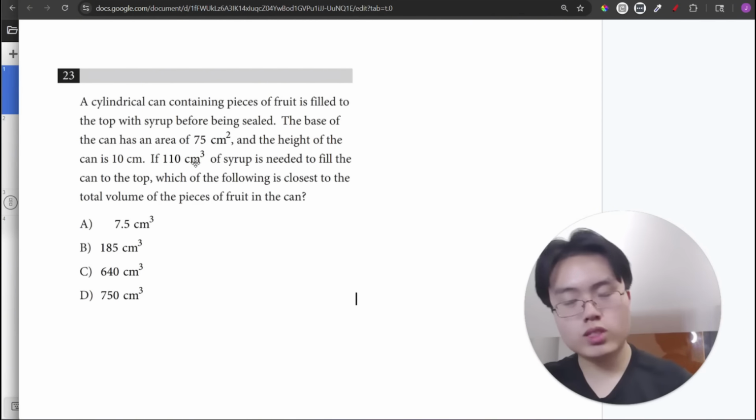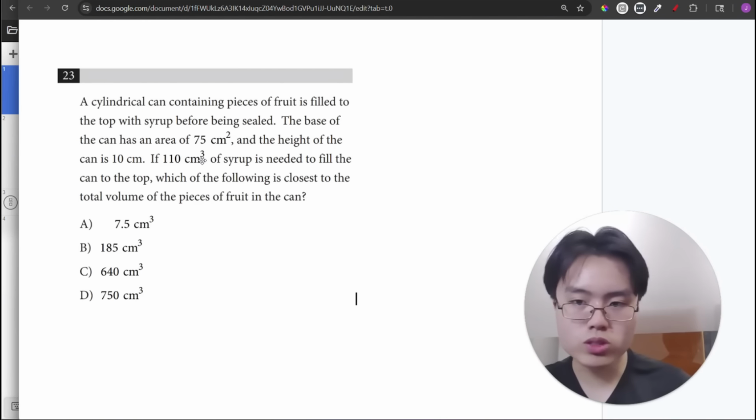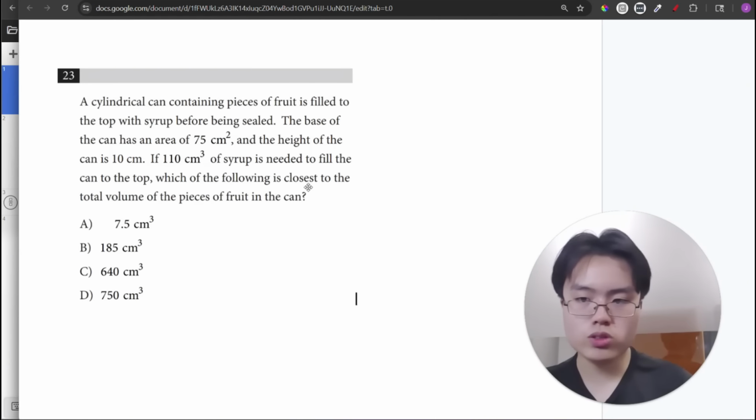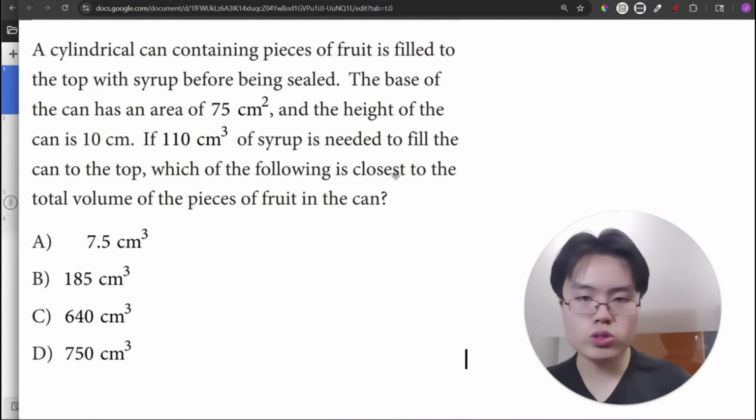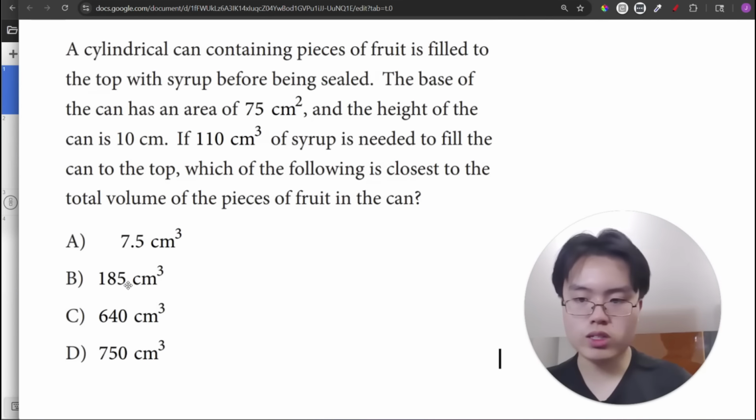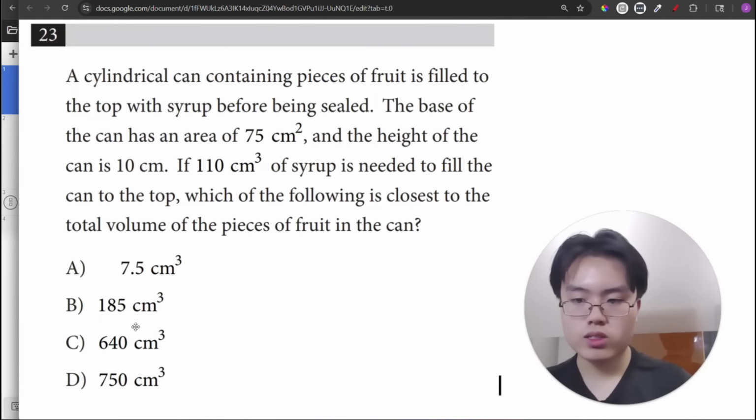So if 110 centimeters cubed of syrup is needed to fill the can to the top, which of the following is closest to the total volume? This is "closest," and that means we can round. The answer we get doesn't have to be the exact number.